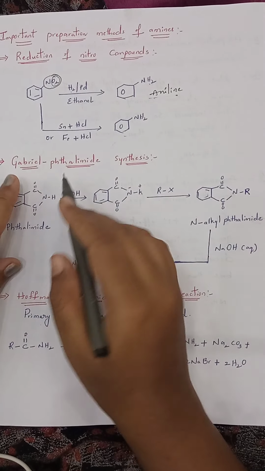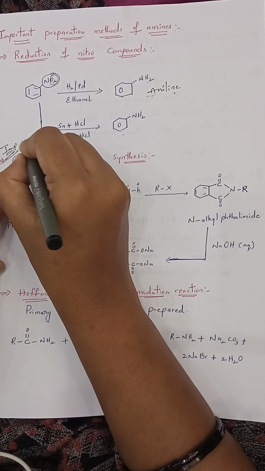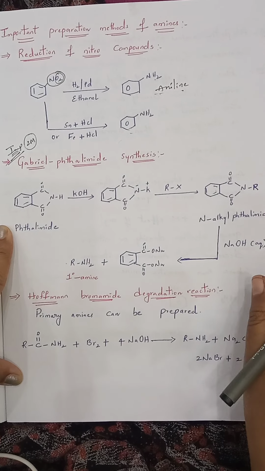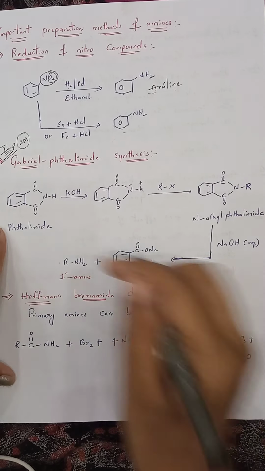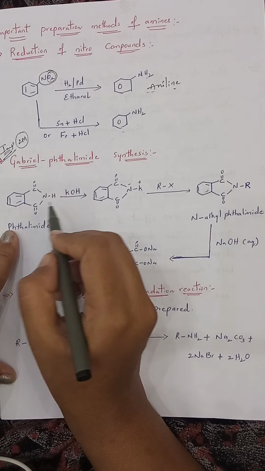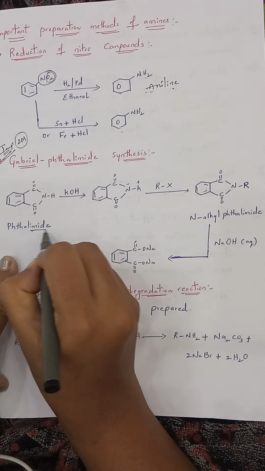Now the second most important one, many times this question is asked for 2 marks. Listen carefully. Gabriel phthalimide synthesis. In this case, first we take phthalimide. This benzene ring, which is with C double bond O, NH and C double bond O, is known as phthalimide. See the suffix.